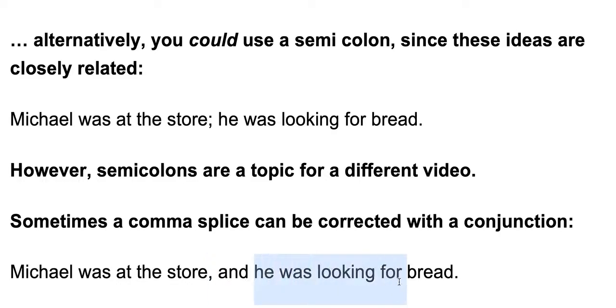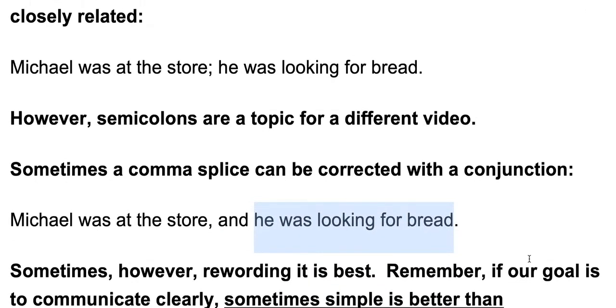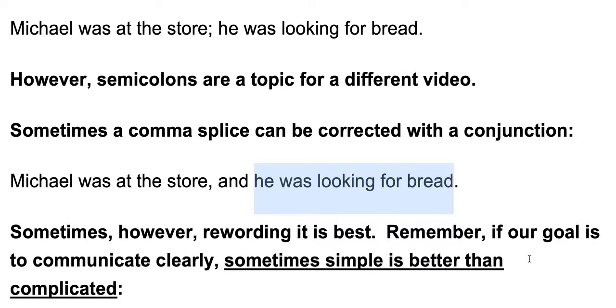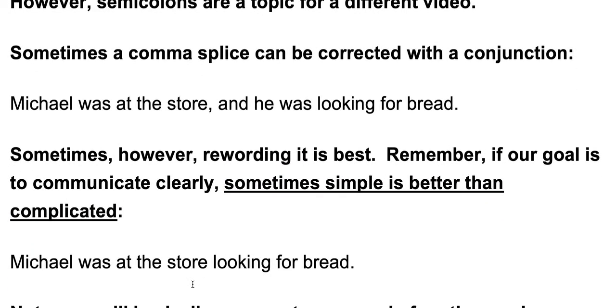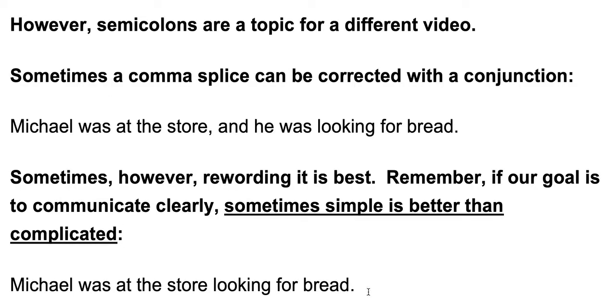The reason I have the comma is because there's an independent clause, a sentence that could stand on its own there. So I will add, though, sometimes rewording the sentence is better. So remember that because our goal is to communicate clearly, and think about this in your writing, simple is sometimes better than complicated. So here we go. Michael was at the store looking for bread. I really don't have to play with that there, right? I don't have to make any changes.